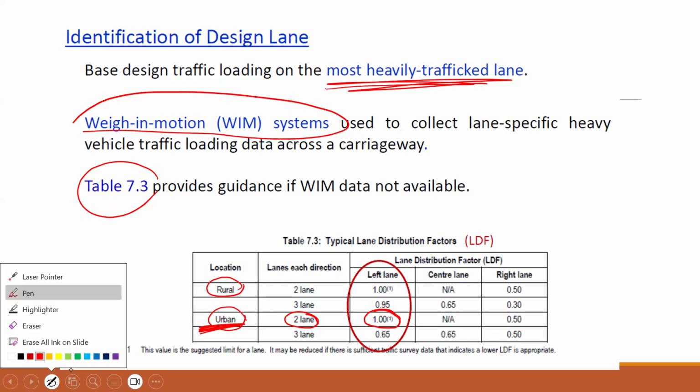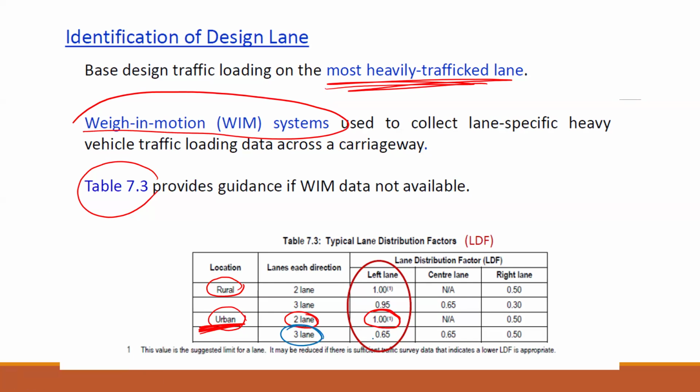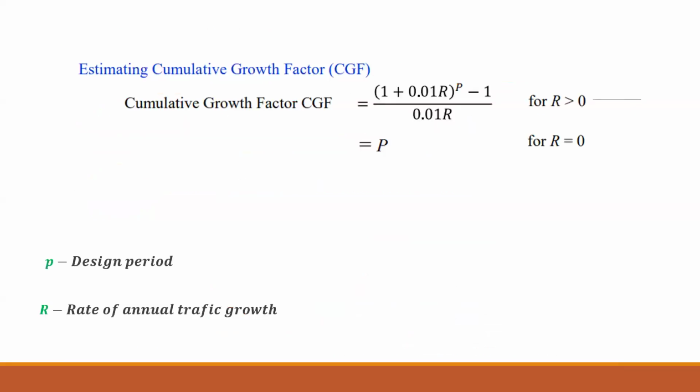But in case you have 3 lanes, the maximum is this one, 0.65. The lane distribution factor will be 0.65. Lane distribution factor is how the vehicles are distributed among the lanes when we have many lanes in the same direction. Does that make sense? Any question? Okay, so lane distribution factor will be 1.